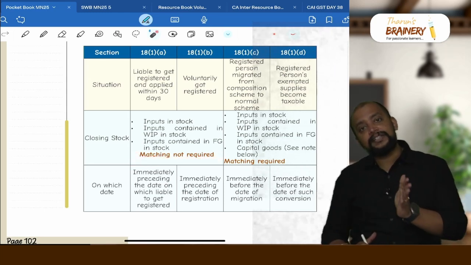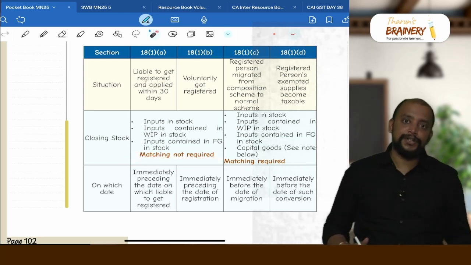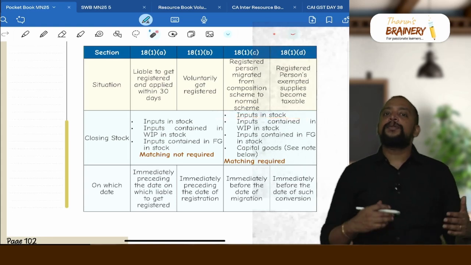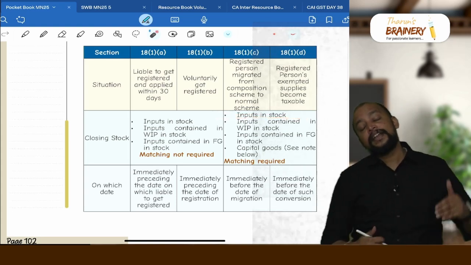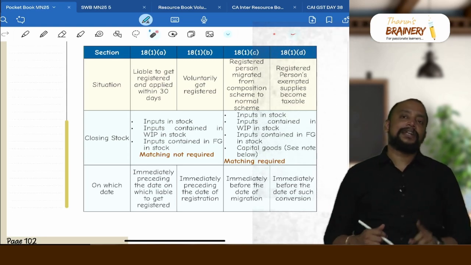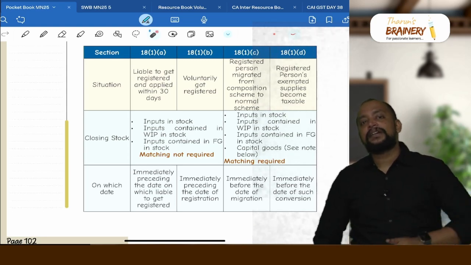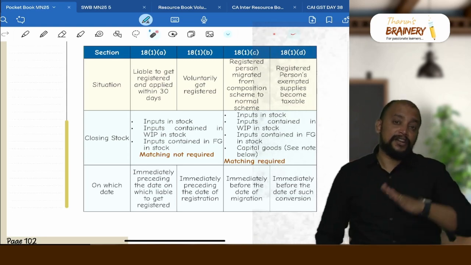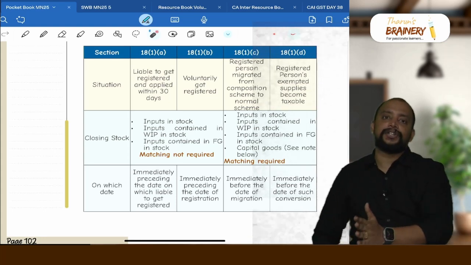Whereas in 18.1c and 1d, they can avail the ITC on closing stock, that is inputs as such held in stock, inputs in the form of WIP held in stock, inputs in the form of FG held in stock, even on capital goods. But capital goods, how much can they take? That is GST paid minus 5% for every quarter or part thereof from the date of purchase till the date of conversion.